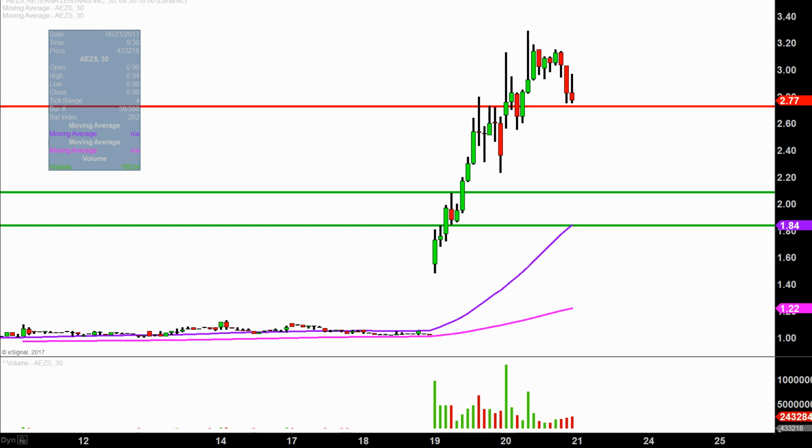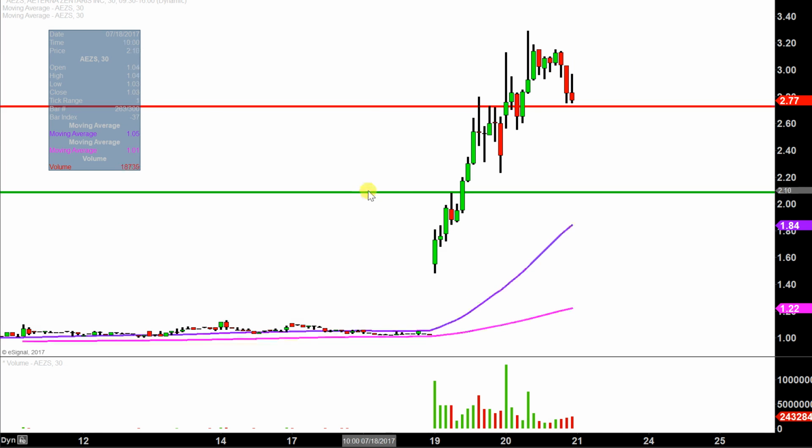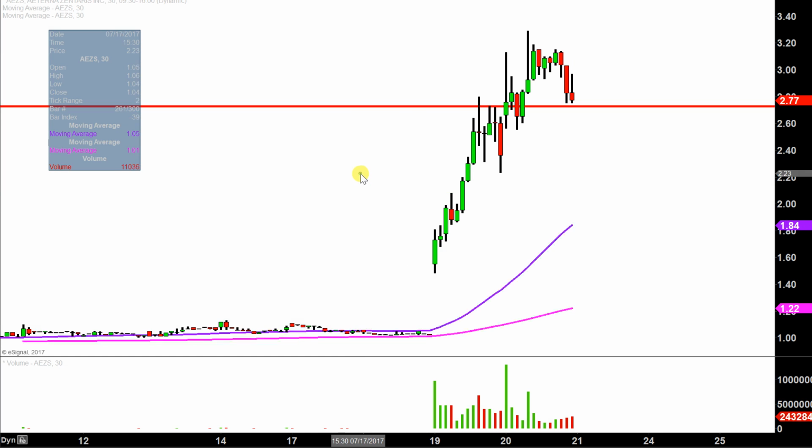Before anything else, though, I want to do a little house cleaning here, and I'm just going to go ahead and get rid of these green lines there and here. Sure, they still pertain to the chart, but I don't want to have a million lines everywhere that can cause clutter and confusion, so I just want to try to keep this as clean as possible.